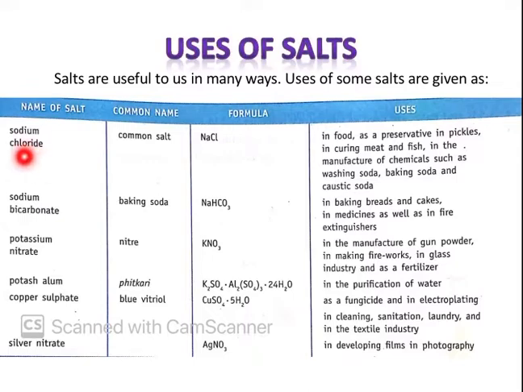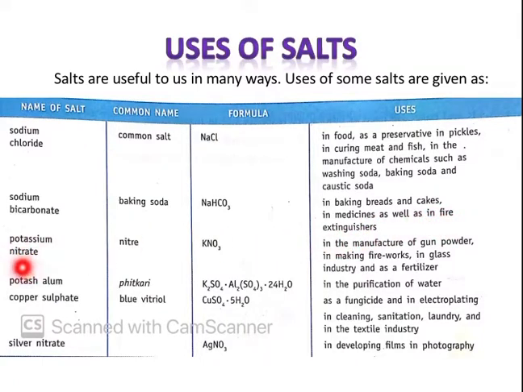Sodium chloride, that is common salt, is used in food, as a preservative in pickles, in curing meat and fish, and in the manufacture of chemicals such as washing soda, baking soda, and caustic soda. Next, sodium hydrogen carbonate, which is commonly named baking soda, formula NaHCO3, is used in baking confectionery items such as cakes or breads. It is also used in medicine as well as in fire extinguishers.